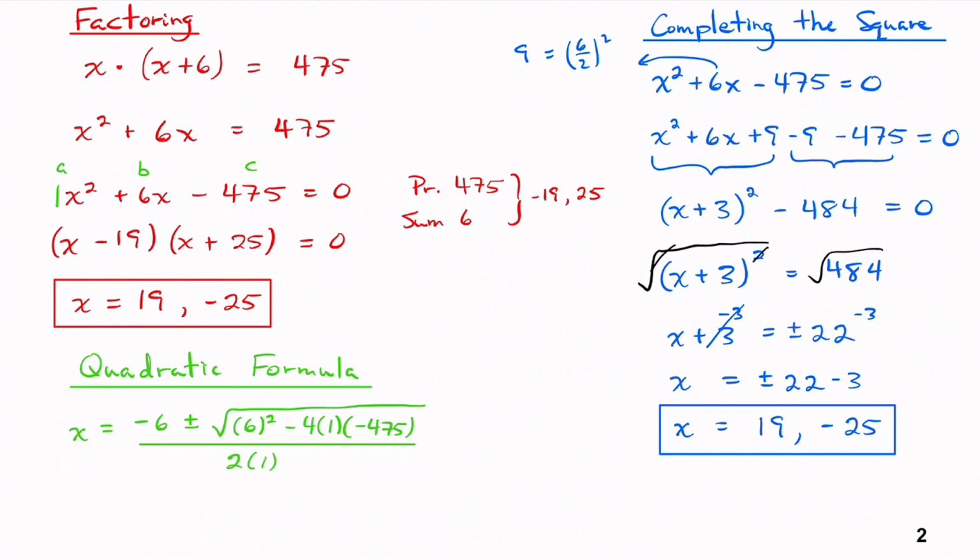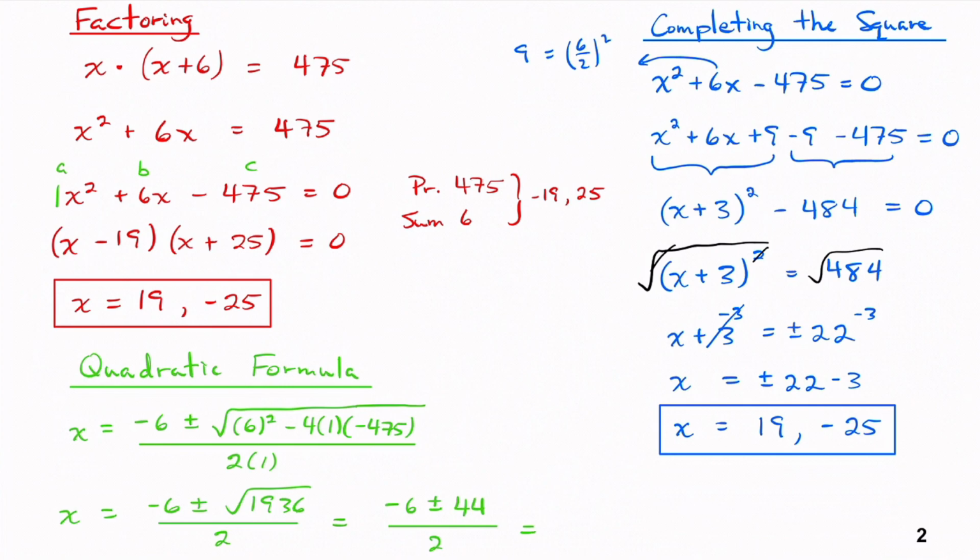So 2 times a 1. Simplifying this, in front I got minus 6 and then plus or minus. Inside the square root, you're going to get 1,936, all being divided by 2 times 1, which is just 2. And then we can simplify that square root, so we got minus 6 plus or minus the square root of 1,936, which is 44, again all being divided by 2.